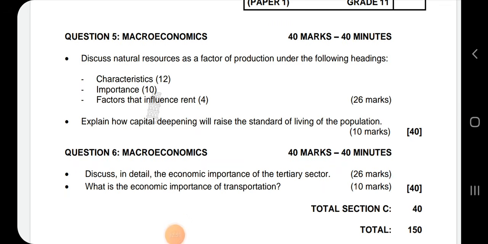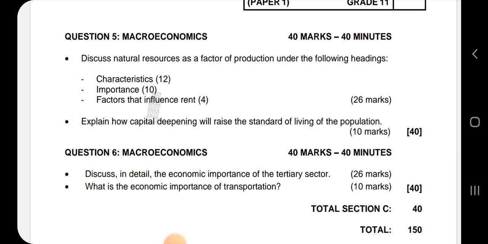So for paper 1, for question 5, we have: discuss natural resources as a factor of production under the following headings: characteristics, importance, factors that influence rent. So this is what you are asked to discuss: characteristics of natural resources, importance of natural resources, and factors that influence rent. Okay, that is the main part. And then for the additional part, explain how capital deepening will raise the standard of living of the population. So that is an additional part.